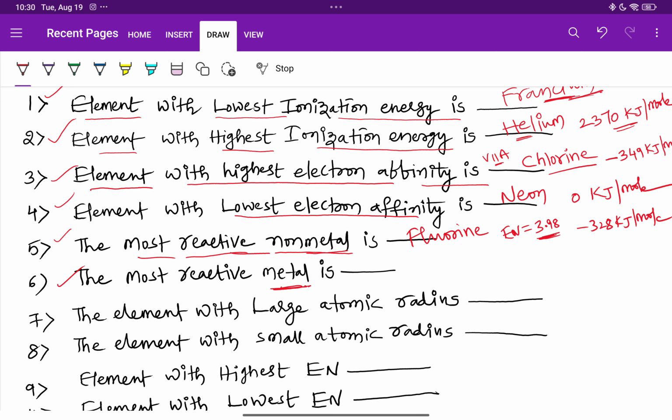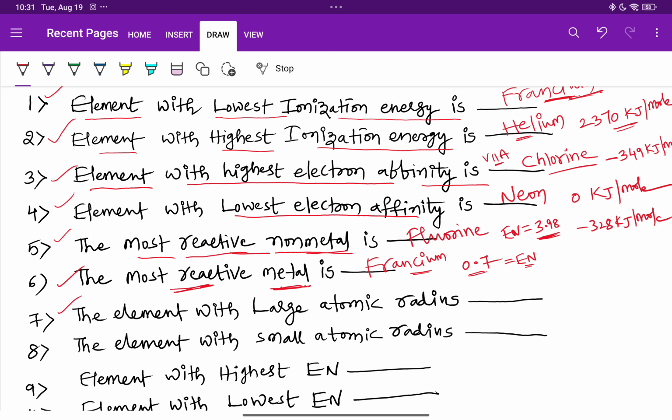So here a metal is called most reactive if it can lose electrons easily. The metal which loses electrons easily is called the most reactive metal. And here the answer is francium, again a first A group element, alkali metal, and its electronegativity is just 0.7. 0.7 is the electronegativity of francium, very low.